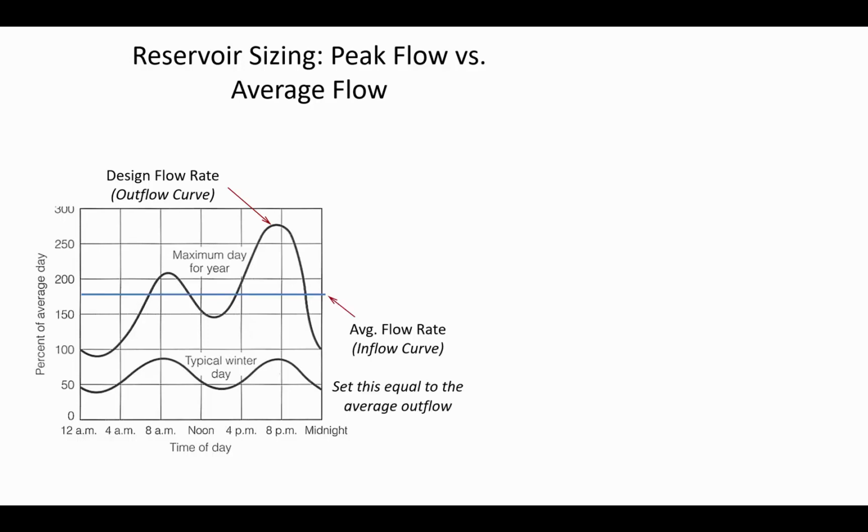represents the balance in a 24-hour cycle of the inflow versus the outflow. And so the area under the curve represents the volume of water that's being stored, and the area above the curve represents the volume of water that is going to be drawn out of the reservoir during high flow times to supplement the average flow that's coming in.